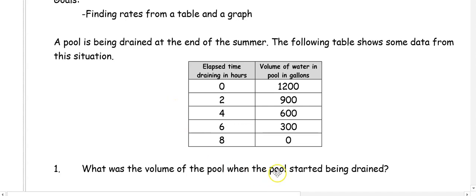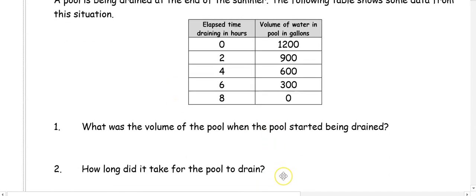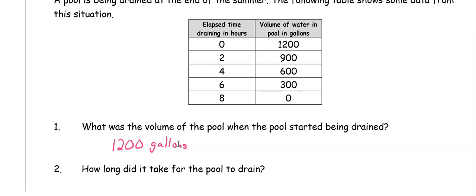What is the volume of the pool when the pool is starting to be drained? So the pool is starting to be drained at 0 hours. So at that time, it is going to have 1,200 gallons. How long did it take for the pool to drain? So the pool is drained when there is 0 volume left, and 0 happened at 8 hours.